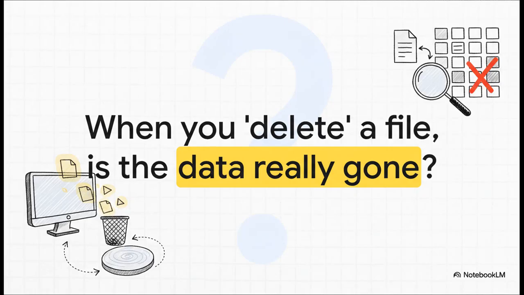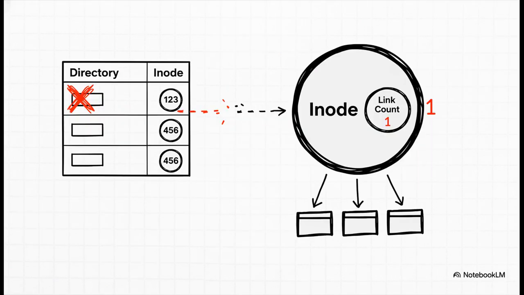And that brings us to maybe the biggest aha moment of all when it comes to file systems. When you drag a file to the trash and hit empty, what's actually happening? Is that data actually gone for good? Nope, not even close. All the system does is remove that entry from the directory file. It erases the link between the name and the inode number. Then it finds that inode and just subtracts 1 from its link count. The actual data, the ones and zeros on your disk, are totally untouched.